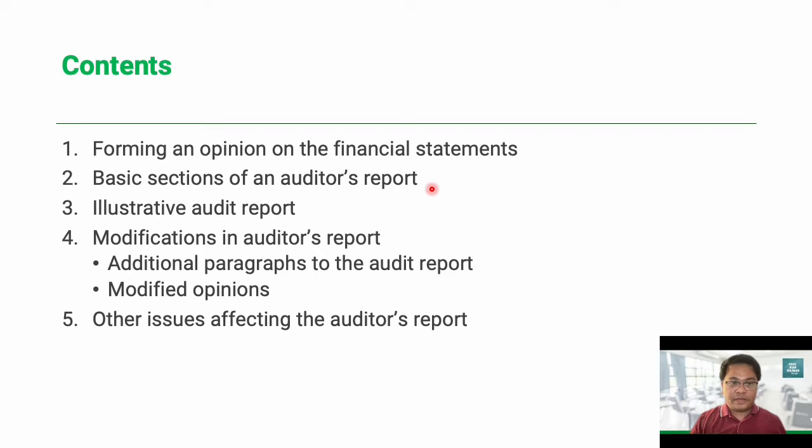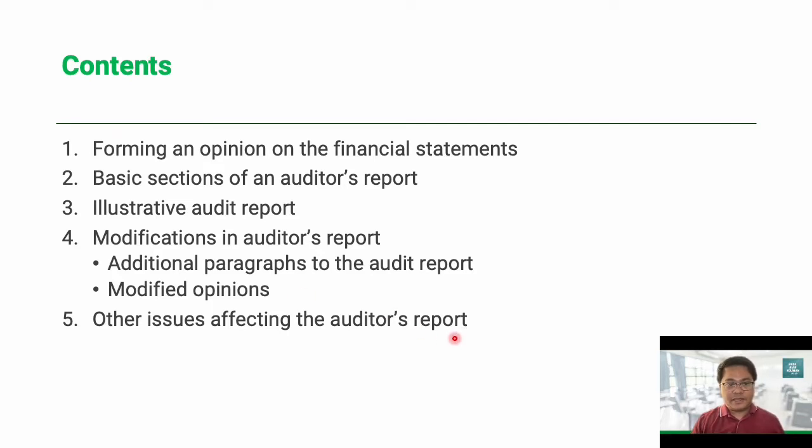We will also cover the basic sections of the audit report, to be followed by an actual audit report. In this part, we have an illustrative audit report that we have obtained from an actual company. And then we also discuss the modifications in the auditor's report, like the additional paragraphs to the audit report. This pertains to the emphasis of matter paragraph and other matter paragraph. Then we will discuss the modified opinions, like the qualified opinion, the adverse opinion, and a disclaimer of opinion.